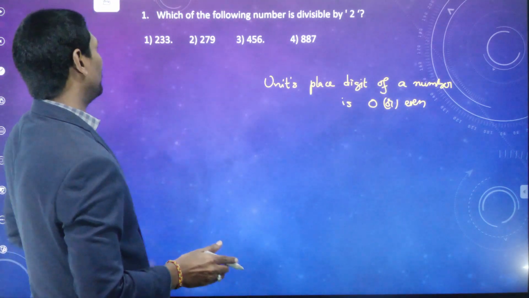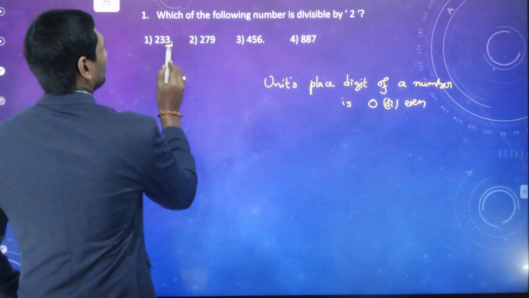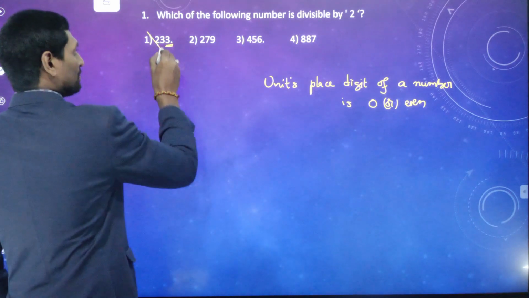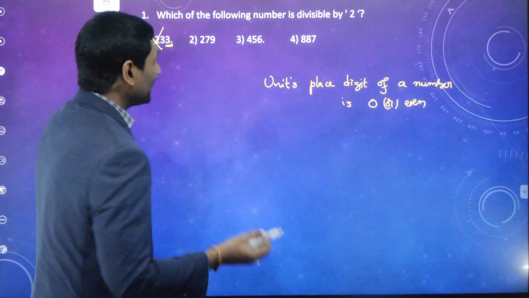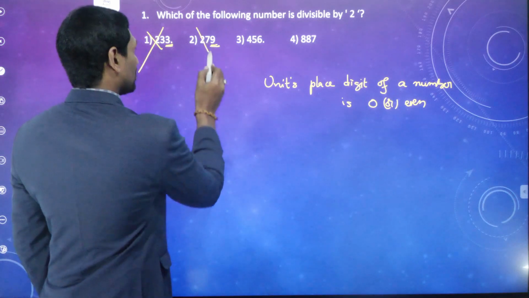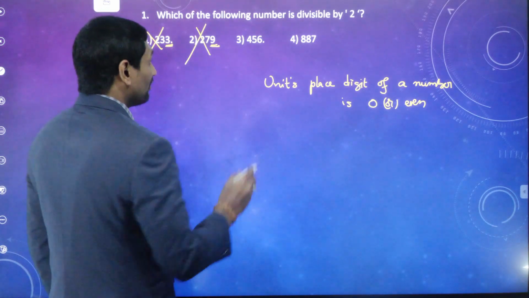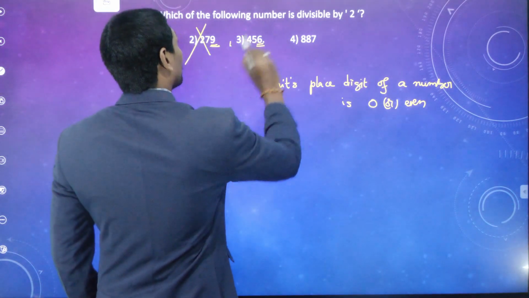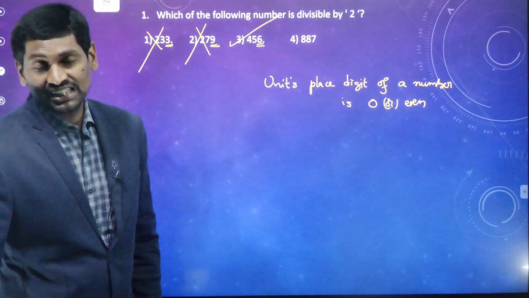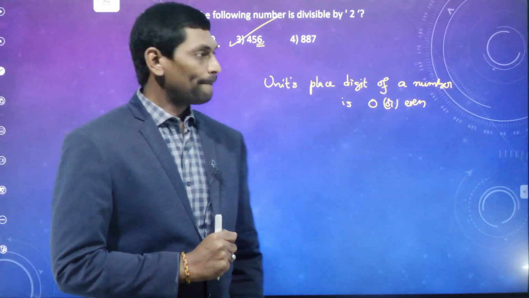Let us check the units place digit. The units place digit is 3. 3 is not an even number, so the first option is incorrect. Second, the units place digit is 9, which is also incorrect. Third one, the units place digit is an even number. Yes, option number 3 is our required answer.